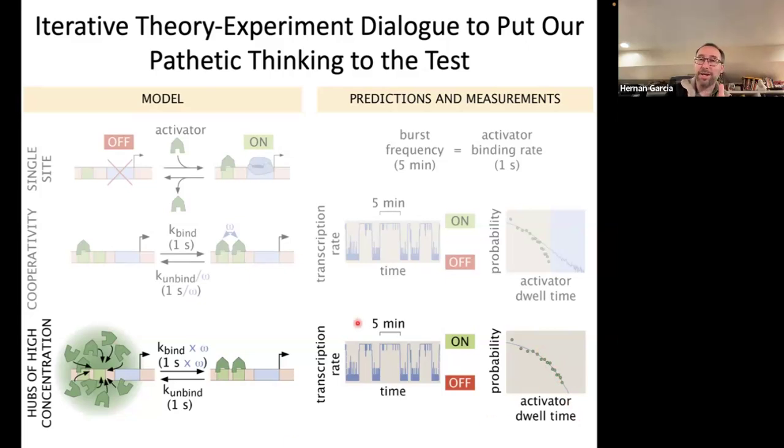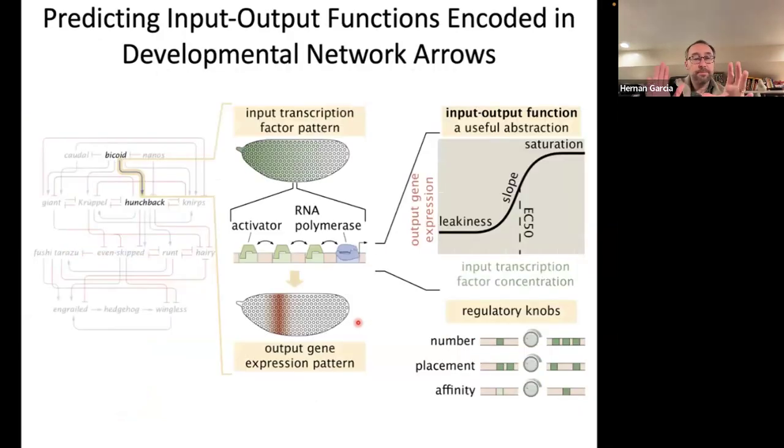But the message I want to get across is that when you have enough confidence in your theoretical models and your precision measurements, a small difference of a few tenths of seconds, a few minutes, can make all the difference between breaking a model and not, and between getting an insight about what mechanisms could be at play.